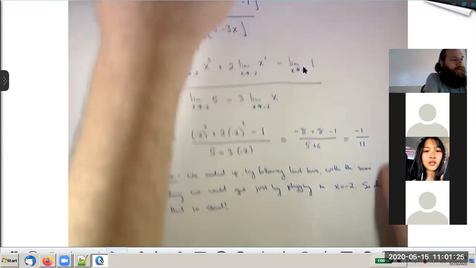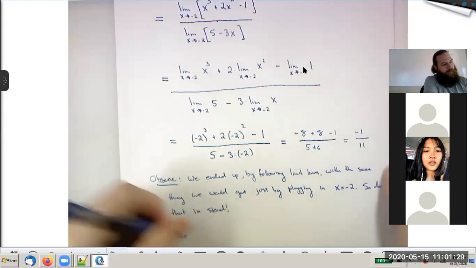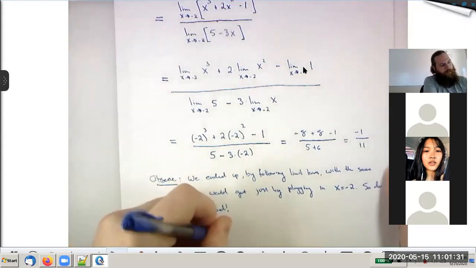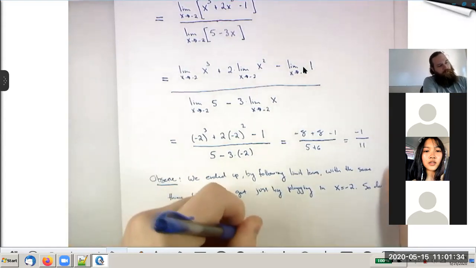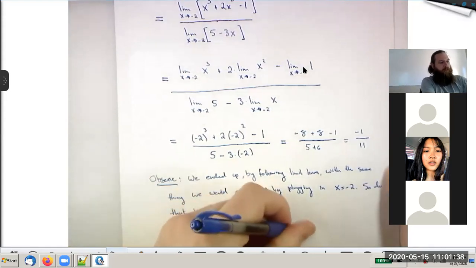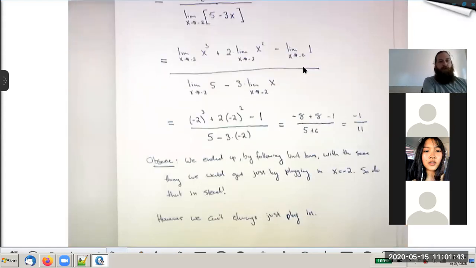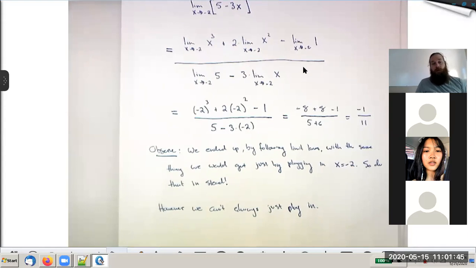However, we can't always do that. We can't always just plug in, because sometimes my function is undefined, i.e. the bottom might be 0 at that point, or my function might be defined in some way that plugging in doesn't give you the same thing as the limit.